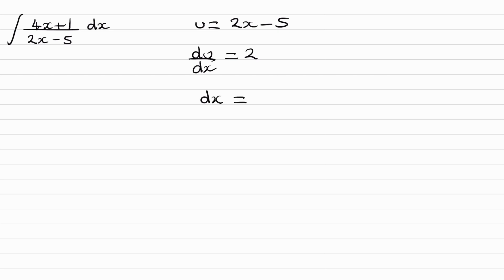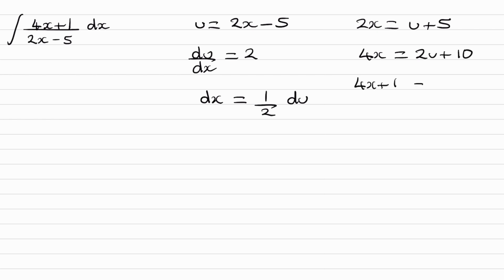Rearrange this for dx. dx will then be a half du. And for the numerator, the 4x plus 1, we can rearrange what we have here, the 2x minus 5, for 2x to start with. So 2x is equal to u plus 5. I'll then times everything by 2 to get 4x. And then I can add 1 to both sides. So now we have exactly what we're going to be replacing the numerator with. 4x plus 1 is going to become this. So these are the three things we are substituting in.